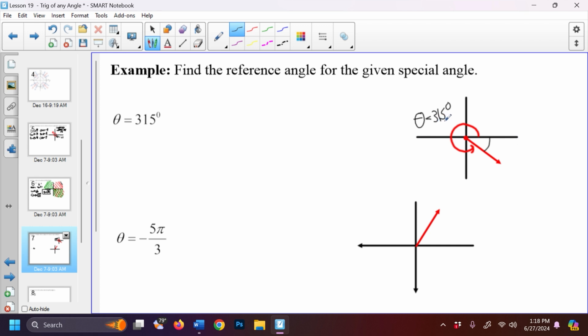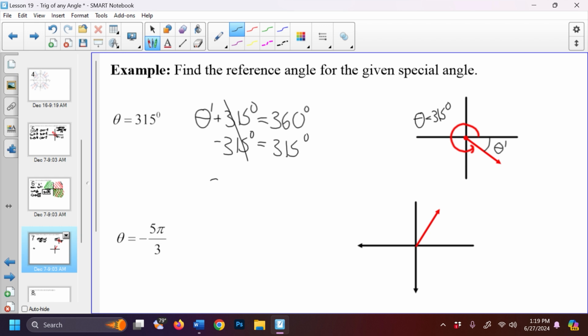So 315 is almost the 360 degrees. In fact, that's how I'm going to get my theta prime. In this case, the closest distance to the horizontal axis is this one, and so all the way around would be 360. My theta prime plus 315 degrees has to equal 360 degrees. I'm just going to subtract that 315 from both sides.